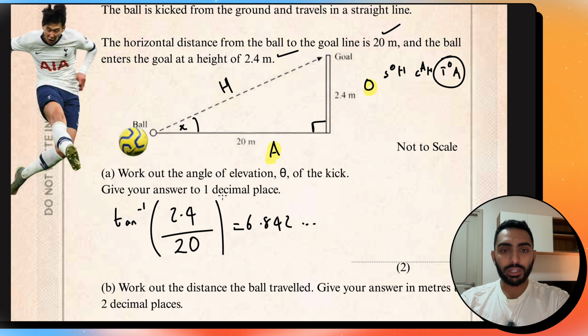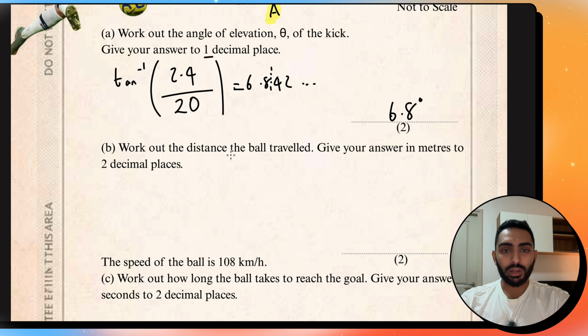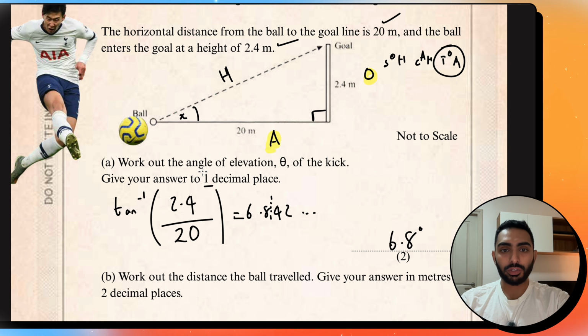6.842. And we want it to one decimal place. We'll round off there, and it's going to round down to 6.8 degrees. Part B, work out the distance the ball traveled. Give your answer in meters to two decimal places.